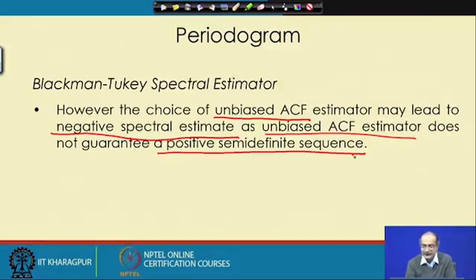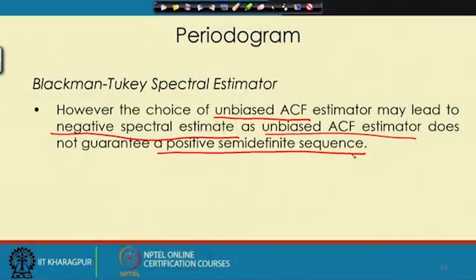So, what we mean by that, as this is not a positive semi definite sequence, if we take the Fourier transform and take the absolute value, it may become negative. Now, what is the problem with that? The problem is, we are talking about the energy of a signal, and energy cannot be negative. If we get a negative spectral estimate, we are unable to explain how the energy becomes negative.